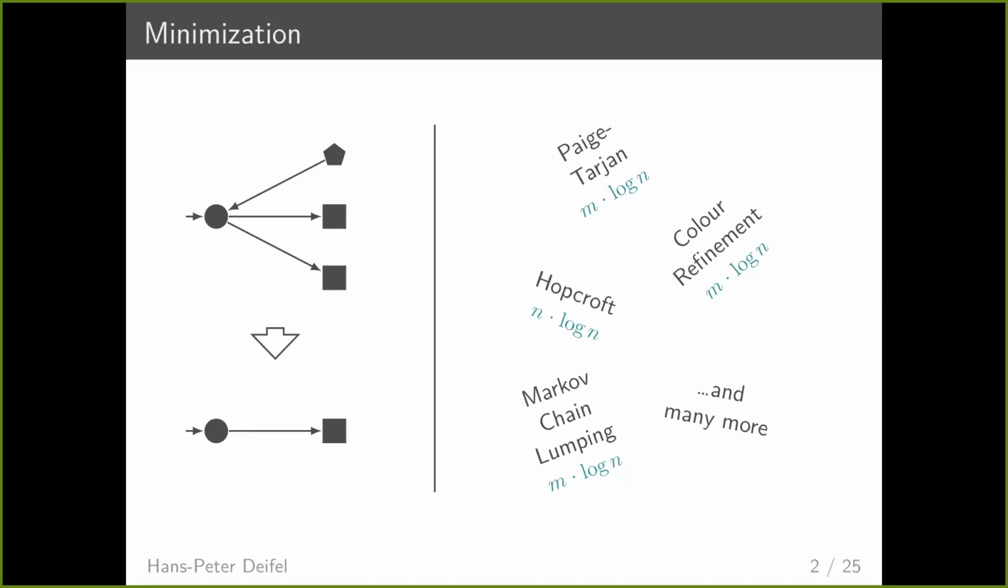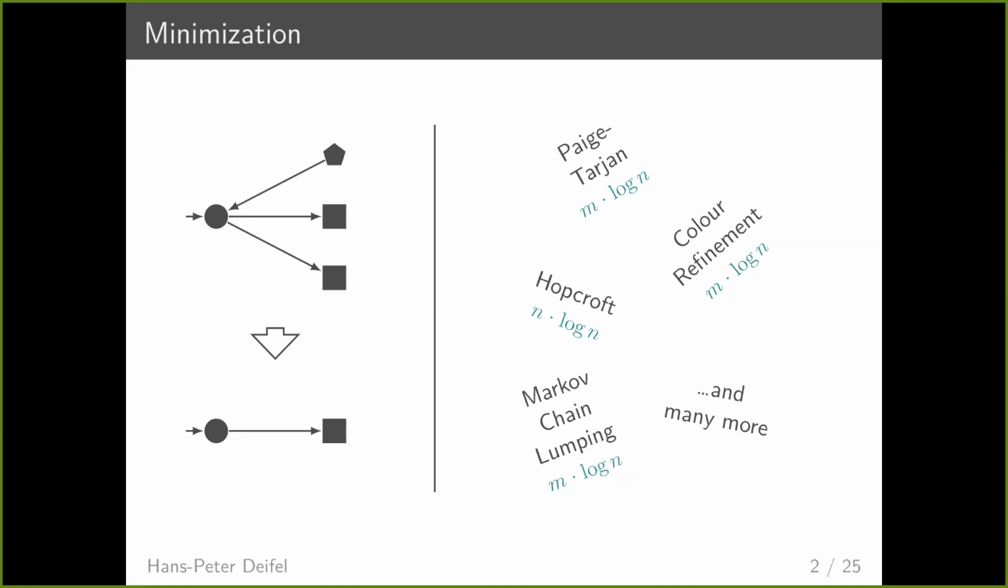And minimization for these systems obviously means to reduce the number of states as much as possible while still preserving the overall system behavior. Now, there are quite a few algorithms that do this in the literature, like, for example, the Paige-Tarjan algorithm for partition systems, transition systems, and so on, Hopcroft's automata minimization algorithm, color refinement, which is an intermediate step in graph isomorphism checking, or things like Markov chain lumping and many more. And they all have a very similar structure to them, and also a very similar runtime, as you can see on the slide. Here, M stands for the number of transitions, and N is the number of states.